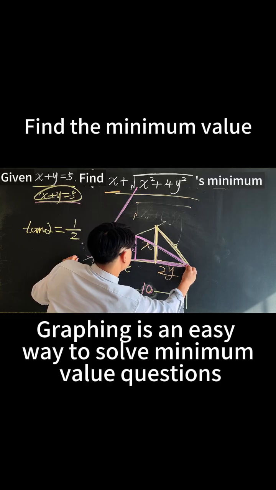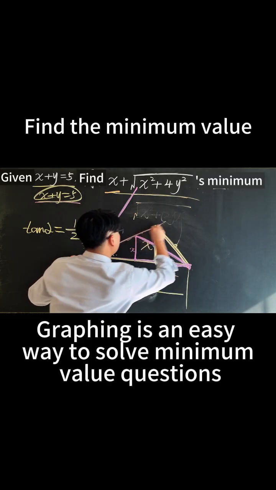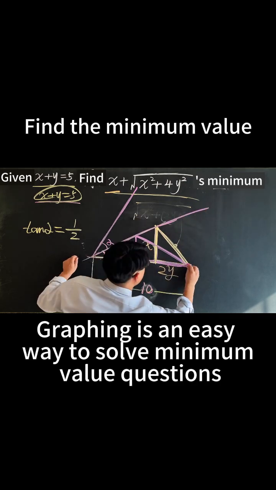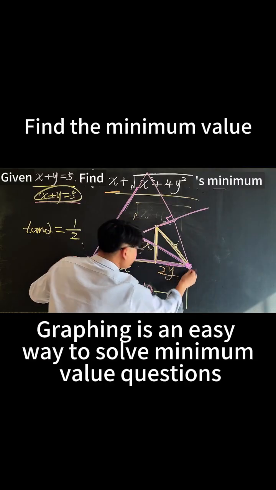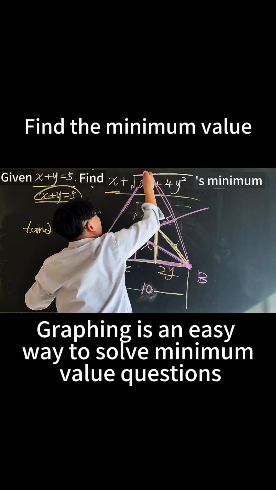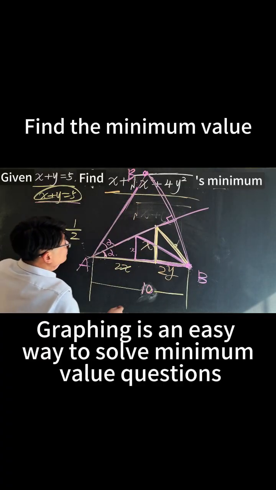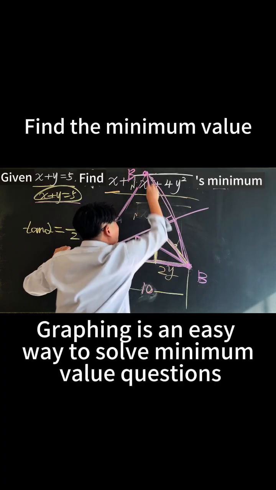This point is fixed. So of course we take the mirror image of the fixed point, right? Make a mirror image perpendicular to this line, perpendicular to this line. In other words, if this point is A and this is B, then the mirror image of B is here. So this line, doesn't that mean this line is always equal to this line?